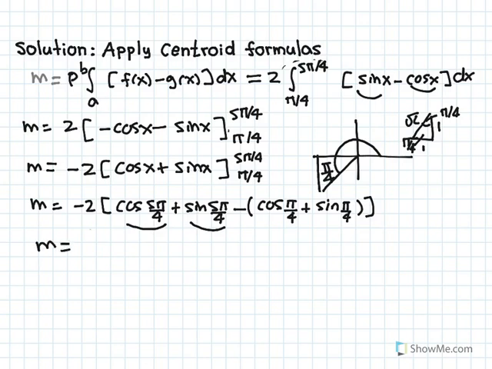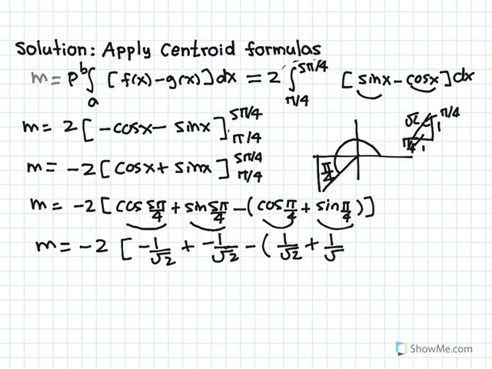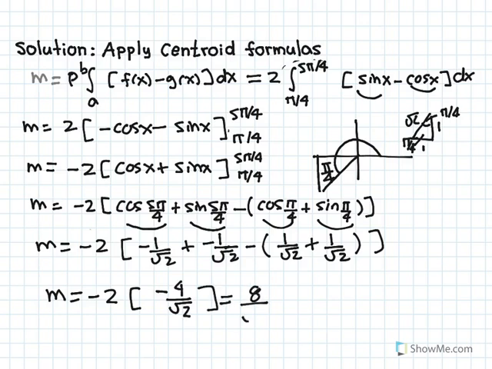So mass is equal to minus 2 times cosine of 5 pi over 4, this is negative 1 over root 2, plus sine of 5 pi over 4, this is also minus 1 over root 2, minus cosine of pi over 4, this is 1 over root 2, plus sine of pi over 4, this is 1 over root 2. So the mass is equal to minus 2 times minus 1 over root 2, minus 1 over root 2, minus 1 over root 2, minus 1 over root 2. So there's 4 of these. We get minus 4 over root 2. And multiply all of these out, and we get 8 over root 2.